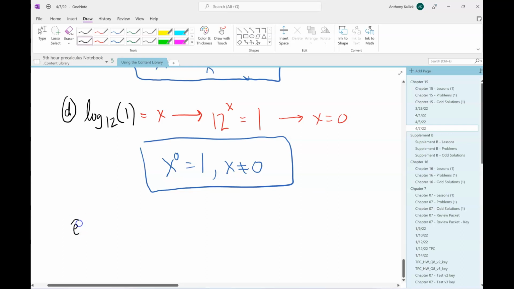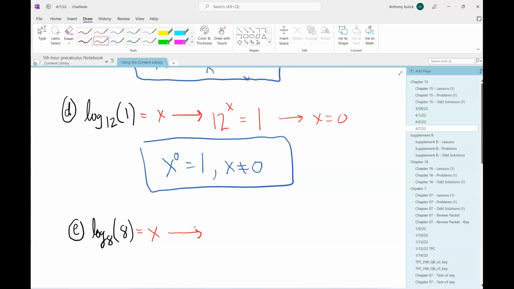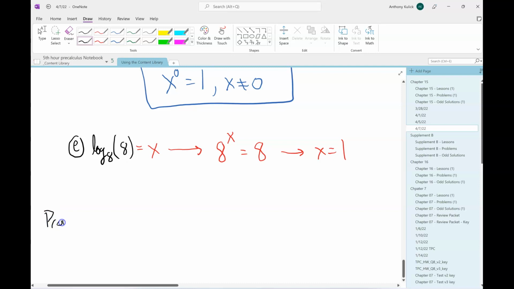All right, one more, and then we'll summarize some observations that we made here. So let's say we have log base 8 of 8. Well, let's write that as an exponential. So how can I write that? 8 to the x is equal to 8. So what does x have to be? 1. Everybody's cool with that? All right.